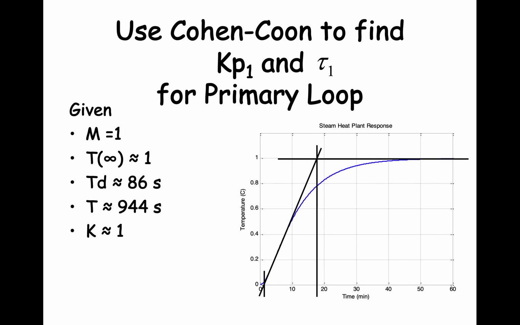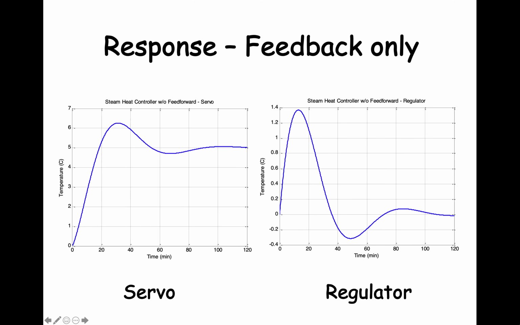With the graph, we add the tangent line and we find k, td, and tau using the Cohen-Coon method for tuning the controller. When we are done, we find that Kp is approximately equal to 10 and tau I is equal to 241. More details are in the course packet.